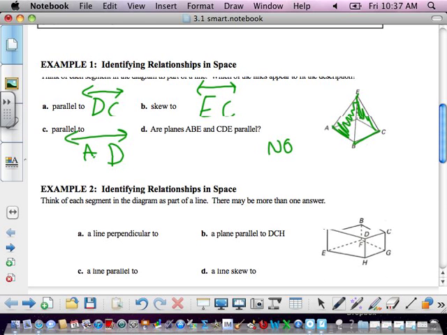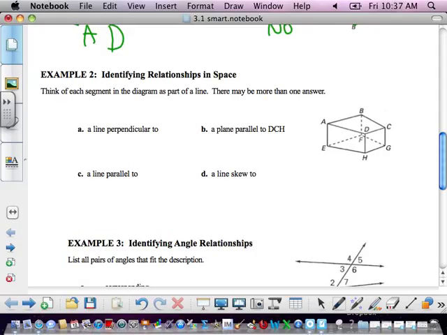Okay, let's move down to example 2. Name a line perpendicular. Perpendicular means it meets at 90 degrees of HD. There are 4 possibilities. CD is one. Can somebody give me another one? HG, EG, EH, excuse me, and AD. All those ones that intersected at 90 degrees. Okay, let's look at plane DCH, this one right here. Name me a plane parallel to it. AEB, good.